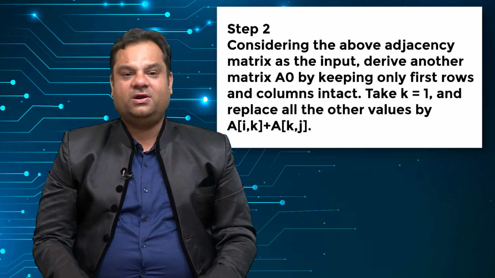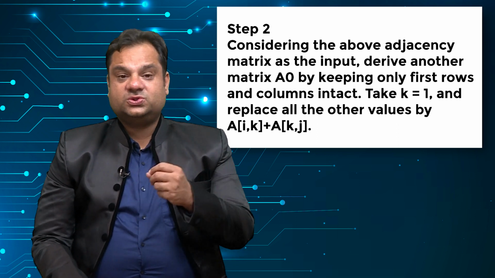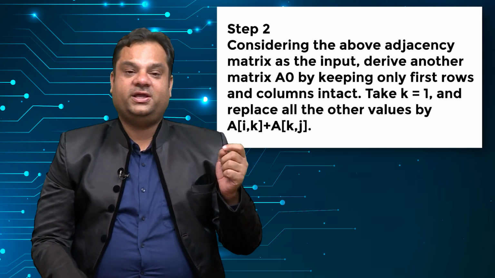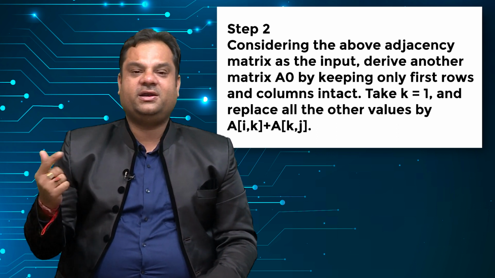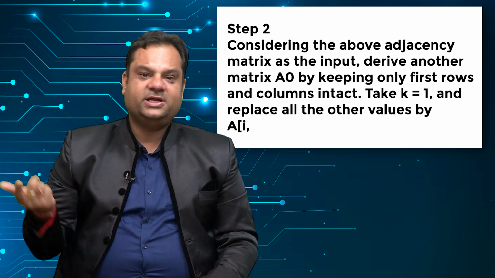By keeping only one row and column intact, take k equal to 1 and replace all the other values by A of ik plus A of kj. That depends on whether A of ik plus A of kj is less than A of ij; then we replace with the new value.